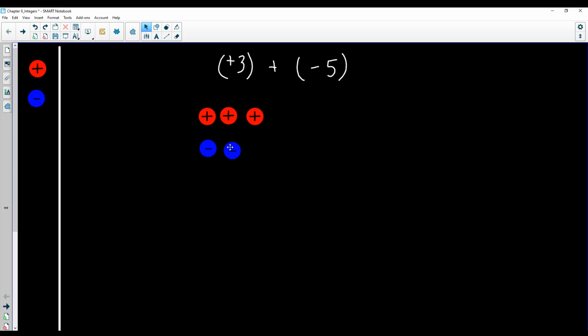Now, one of the things that you might want to do, and I highly recommend, is make sure you line all of these up, and you'll see here real quick why. Whenever a positive meets a negative, we call that a zero pair. They cancel out. So when you have 3 positives like this, they'll cancel out with the 3 negatives. What we're left with becomes our answer. So what do we have left? In this case it is negative 2.